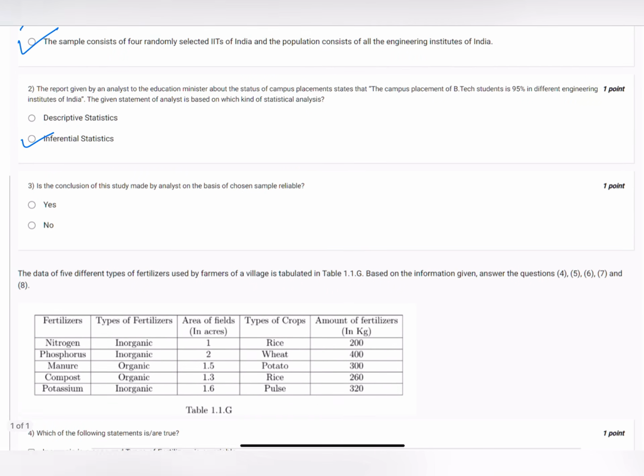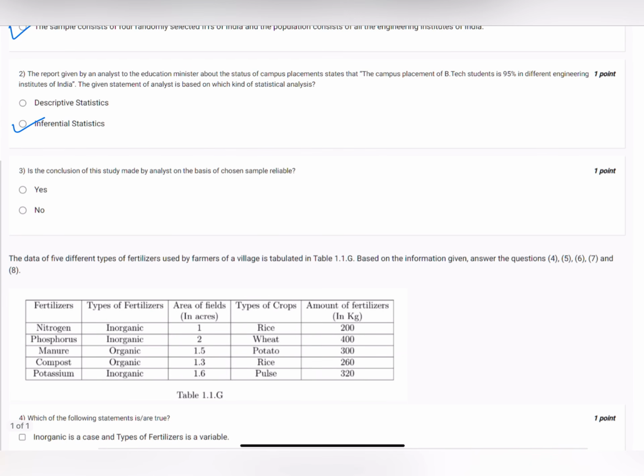Now, the third part is the conclusion of the study made by the analyst on the basis of chosen sample reliable. So, I would say this is not reliable because it is only considering 4 IITs, and all other engineering institutes are not considered. So, yes, this cannot be considered as reliable. So, answer would be no.